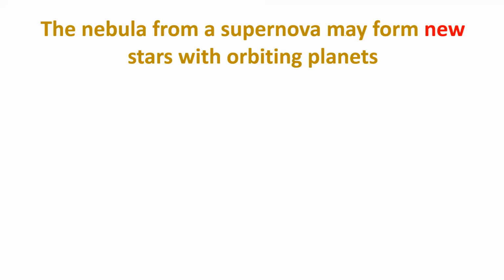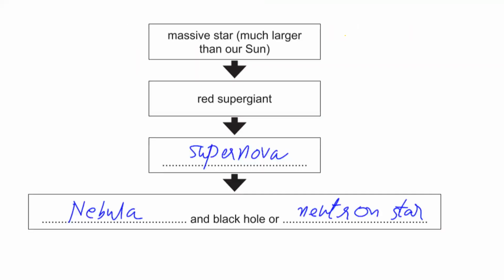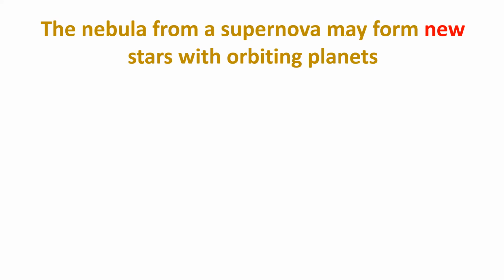The nebula from a supernova may form new stars with orbiting planets. Now, look at this very simplified version. This is a past paper question, but a part of it. Massive star, much larger than the sun, red supergiant. Okay, then supernova. A supernova can convert into a neutron star and a nebula. Actually, nebula is a term used for a very basic version of components. So the nebula from a supernova may form new stars with orbiting planets.